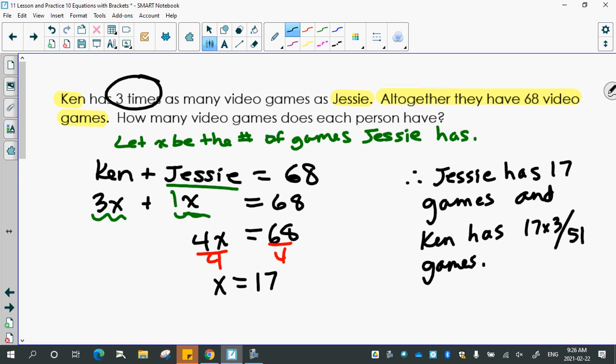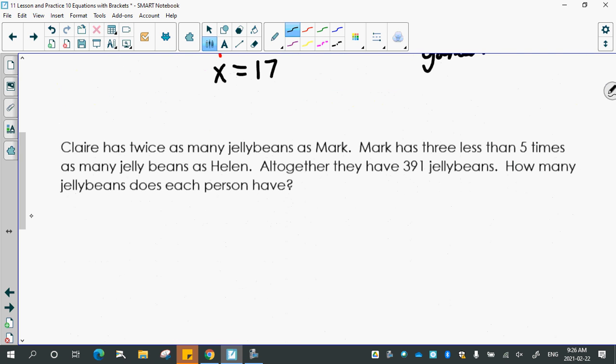Okay, and our last problem is another one like this. So Claire has twice as many jelly beans as Mark. Mark has 3 less than 5 times as many jelly beans as Helen. Altogether, they have 391 jelly beans. How many jelly beans does each person have? So that word altogether means if you add up all their jelly beans, it equals 391.